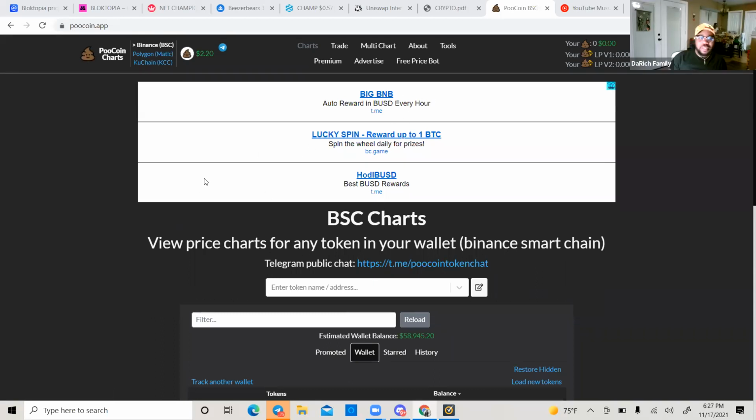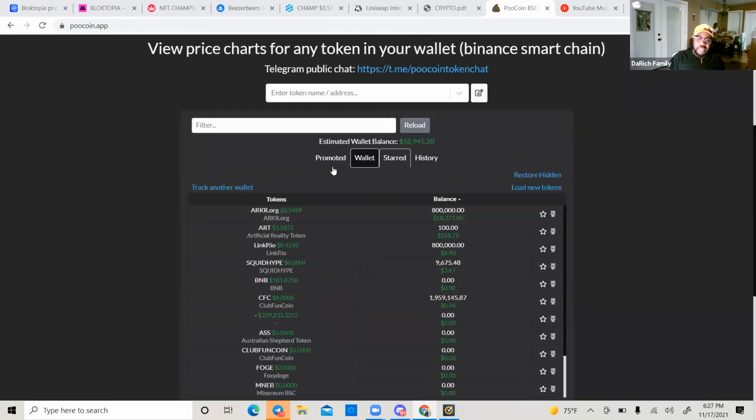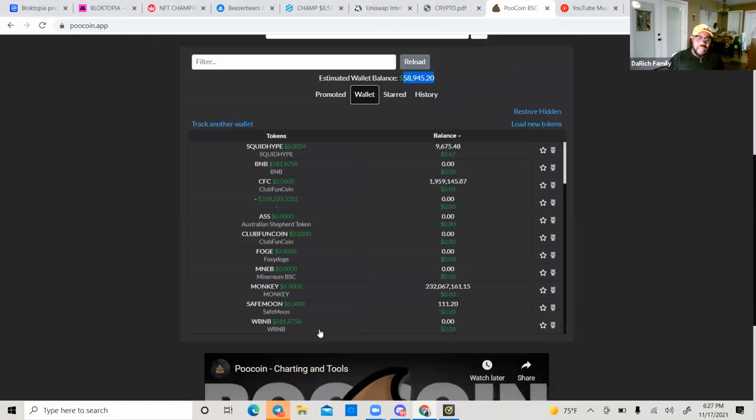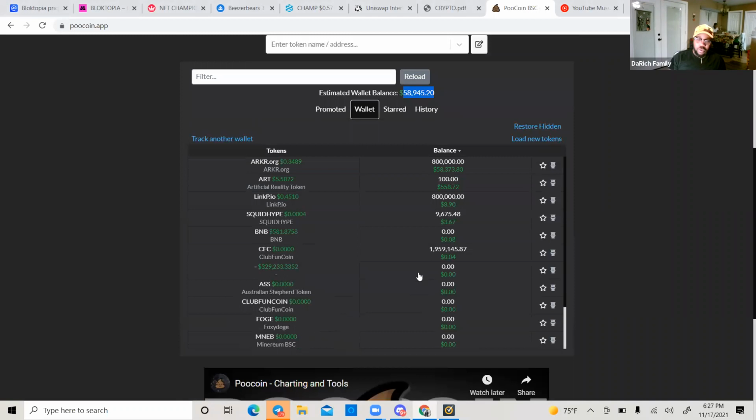All right, so now this is the BNB network. I use PooCoin because I can find every single BNB coin on PooCoin. I believe I just dropped that in the chat, so you do the same thing. This is my wallet. Right here, you guys can see $58,945 inside of my wallet. This is going to list every single coin that I'm in on the BNB network, okay? This is going to show you exactly what coins you're in.